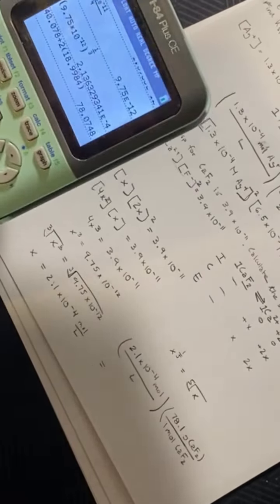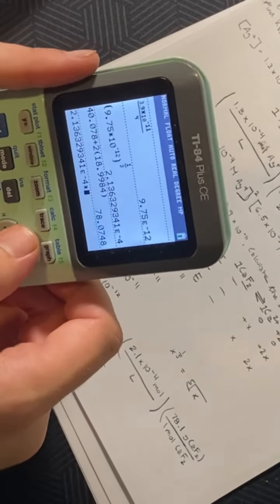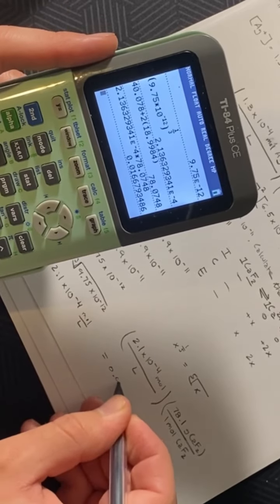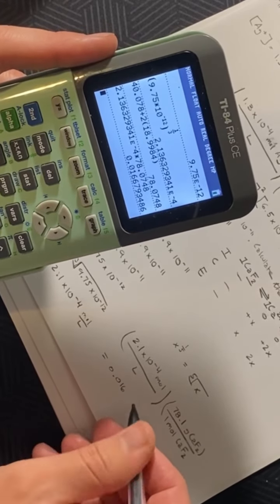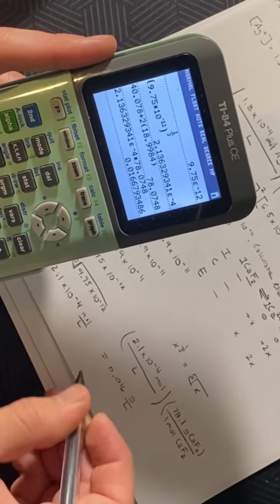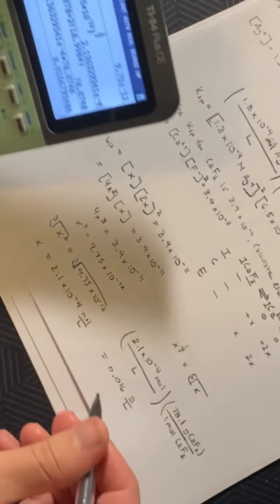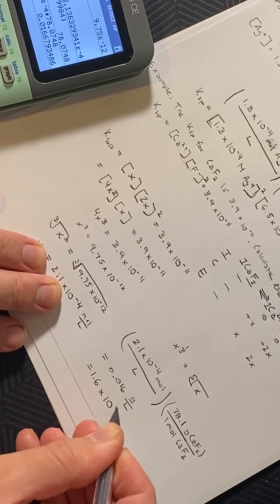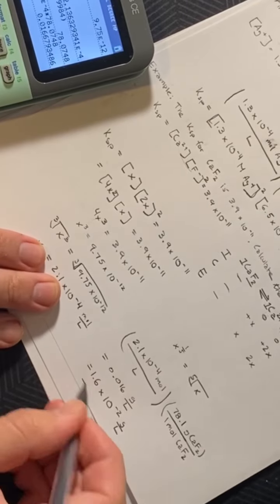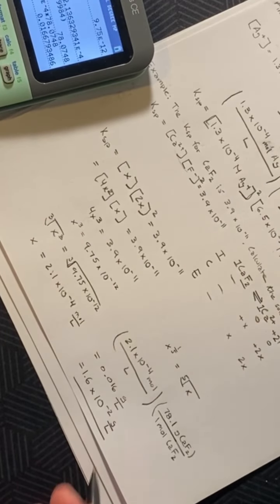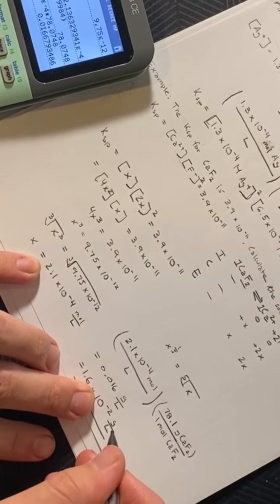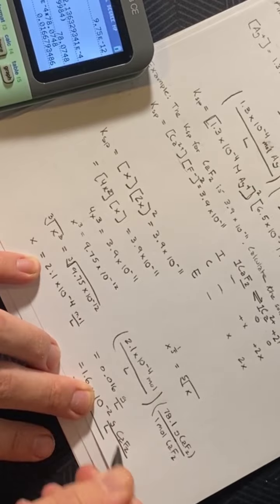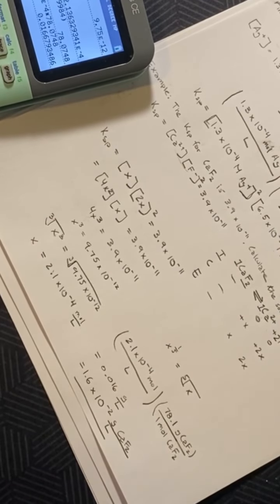So multiplying this out, we get that this number times this number is 0.016 grams per liter. And we can just say this is 1.6 times 10 to the negative 2 grams per liter, and that's our answer. And remember, this is in terms of grams of calcium fluoride per liter. So yeah, that'll be it.